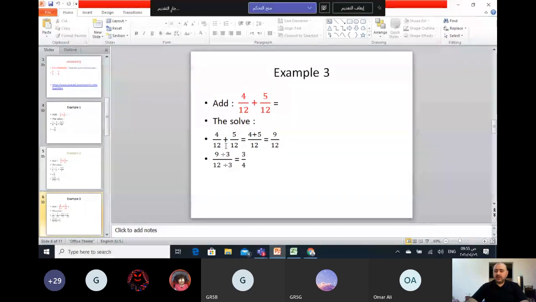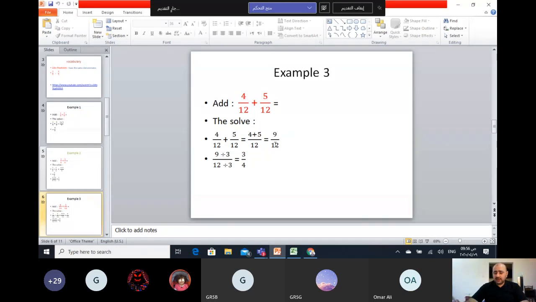So 4 over 12 plus 5 over 12, directly put the same denominator, 12. Then add the numerators. 4 plus 5 will be 9. You can stay with this answer because my question doesn't say to write in simplest form. But if you want to find the simplest form, find the GCF of 9 and 12 at the same time.